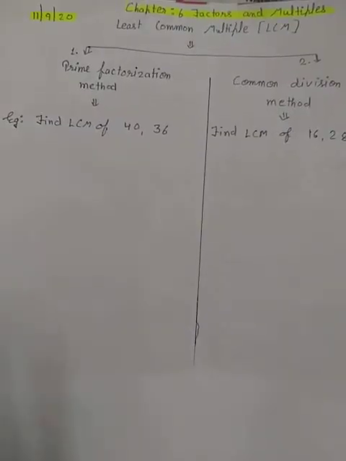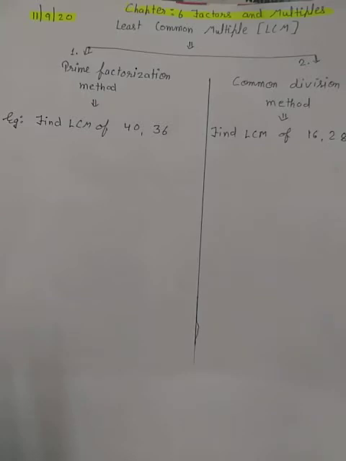We are doing chapter 6, Factors and Multiples, and activity 4. In activity 4 we have a new topic, least common multiple. Short form is LCM, least common multiple. What is this? Let's see.